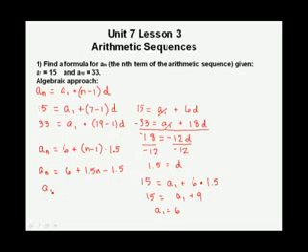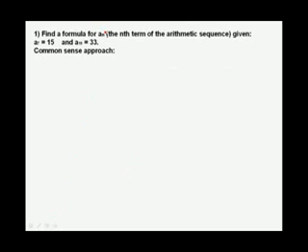Now it's actually okay just to leave your expression in this format, but if you wanted to clean this up a little bit, you could distribute the 1.5 through the parentheses. You would get a sub n equals 6 plus 1.5n minus 1.5. And if I combine my like terms here, I get a sub n equals 1.5n plus 4.5. So either that equation or that equation are fine as answers here.